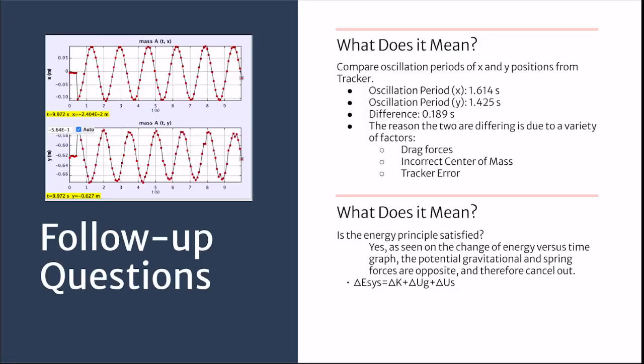Another question we had was, is the energy principle satisfied? And the answer to that is yes. We can see that via the slide that had a bunch of different colors on the one graph, and I had stated recently that both the delta U gravity and delta U spring are opposites of each other, meaning that they cancel each other out. And according to this delta E system equation, if they cancel each other out, then the energy principle is satisfied.